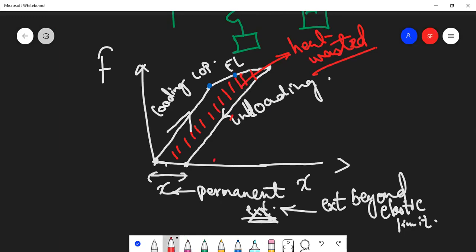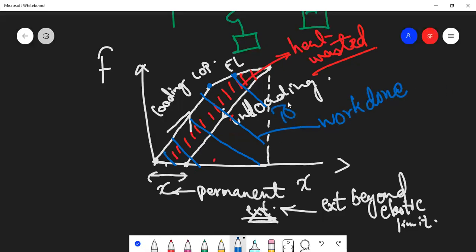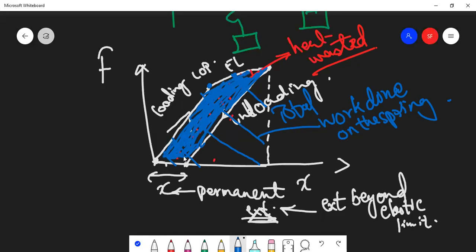And the total area represents the work which is done on the spring, the total work done on the spring. And the area in between these two graphs, this one, represents the heat energy which got wasted. And this heat energy causes the spring to heat up. It causes the spring's temperature to rise as well.